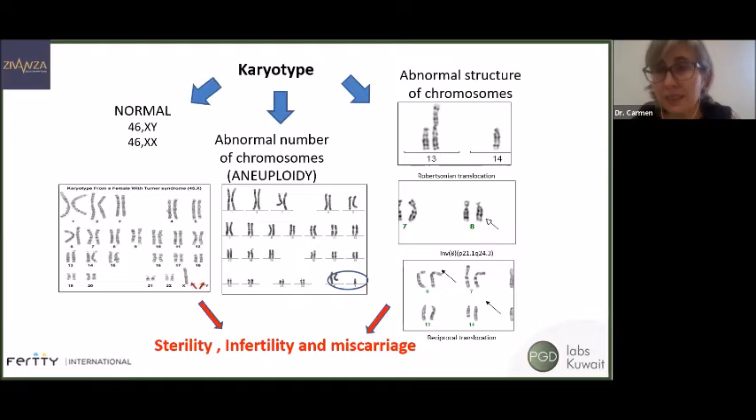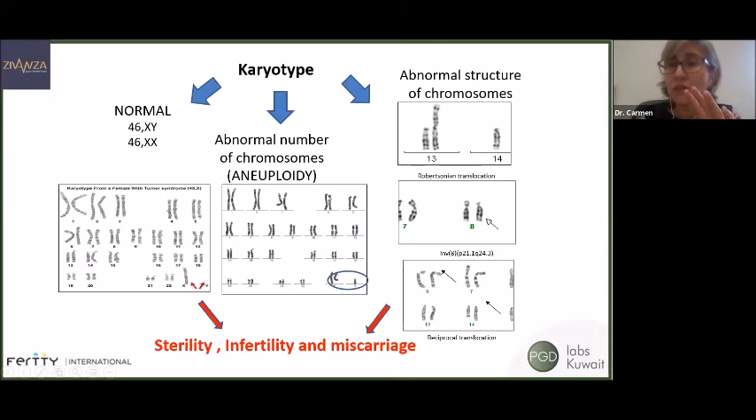Another type of abnormality that we can detect in the karyotype is what we call structural abnormalities, meaning that we have the correct number of chromosomes, but these chromosomes have abnormalities in their structure. For example, we have here a Robertsonian translocation, meaning that two chromosomes fuse at the part that we call the centromere, or one chromosome has one piece inverted, or two chromosomes interchange some part of the DNA.